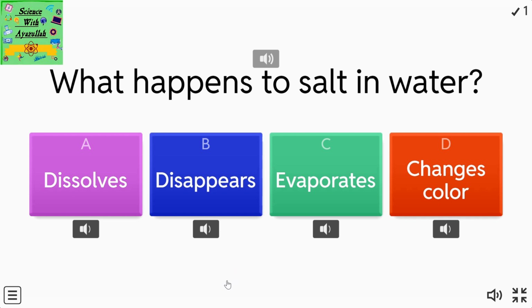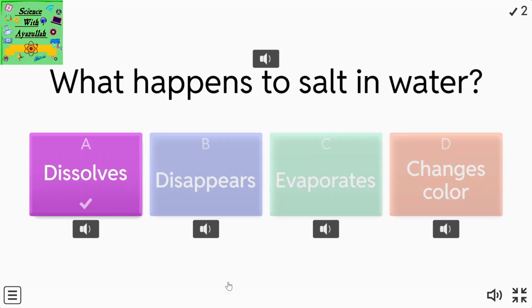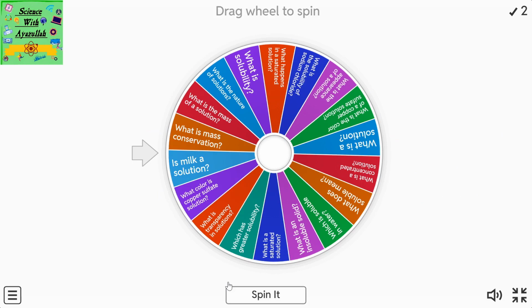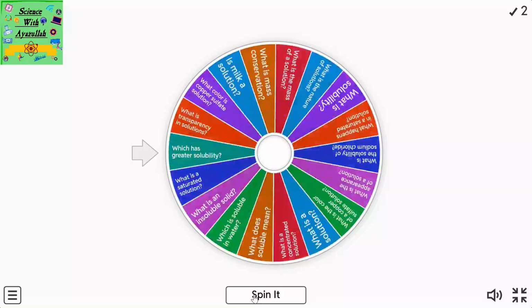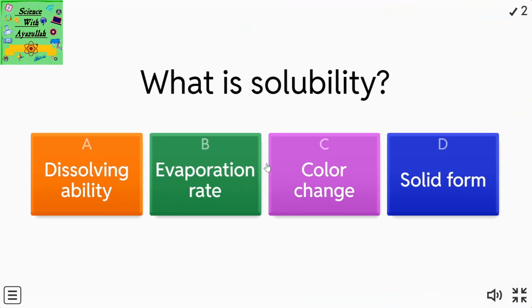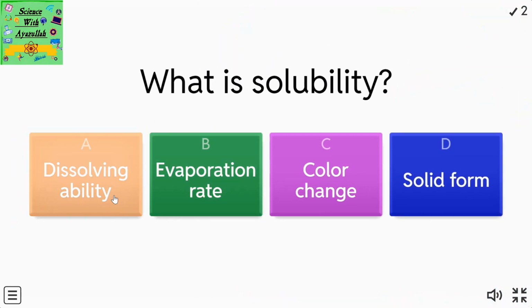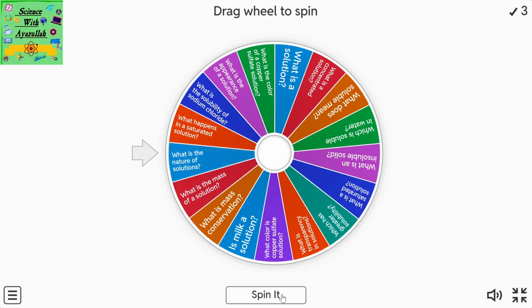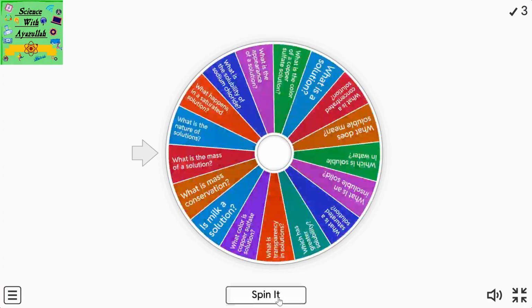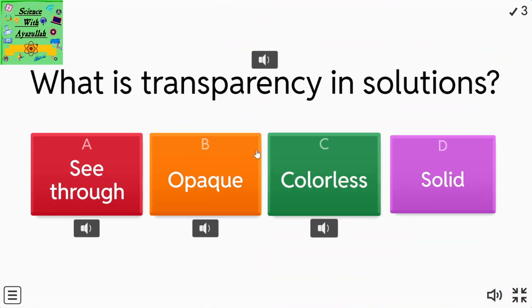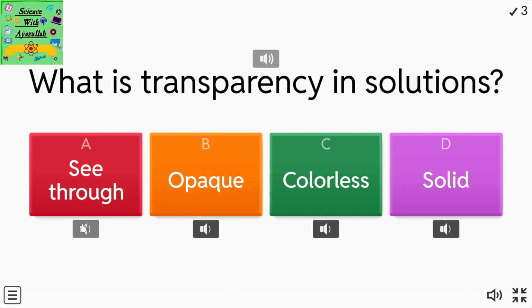What happens to salt in water? Dissolves. What is transparency in solutions? See-through.